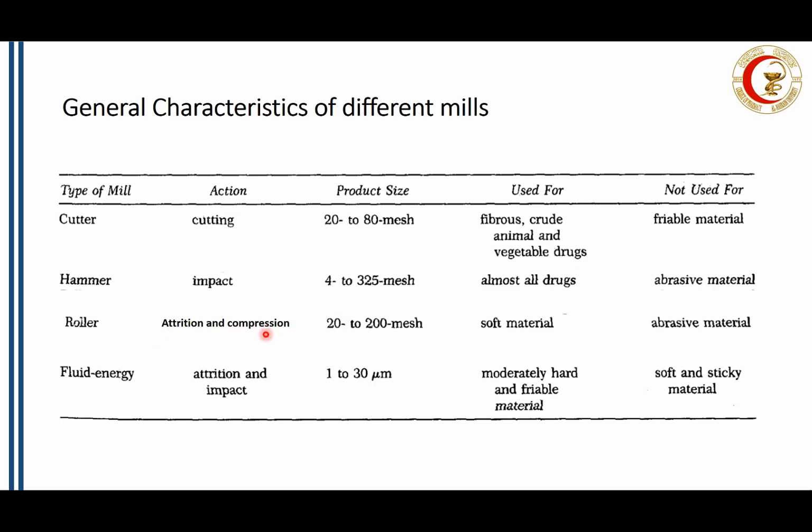Roller, we have attrition and compression applied together and it can be used usually for soft material. Roller is usually used for ointments, creams, etc. And the fluid energy, we have attrition and impact together. This can be used to produce very small particles, and used for moderately hard and friable material, but cannot be used for soft and sticky material, while the hammer on the other hand can be used for this type of material.